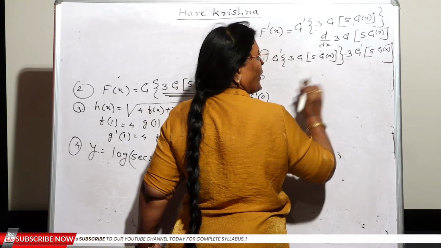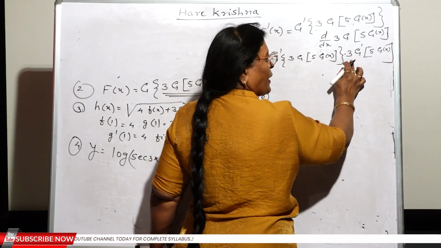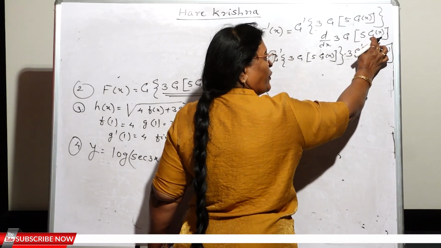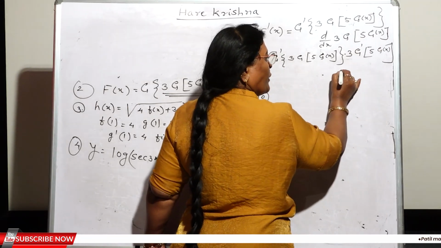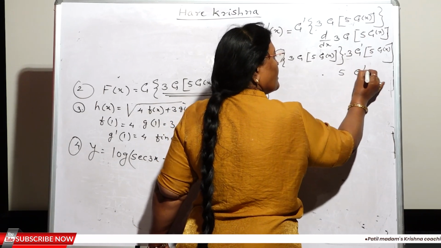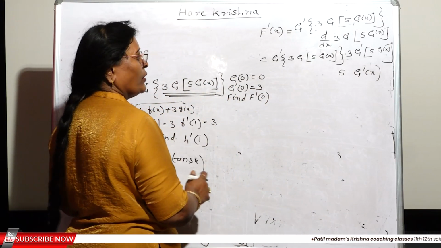Again we want to find out the derivative of this. Here we have kept u. Again this is g dash u, right? And again, what is the derivative of this 5g(x)? 5 remains as it is, and the derivative of g of x is nothing but g dash x, right? Now you have to substitute all the values here.